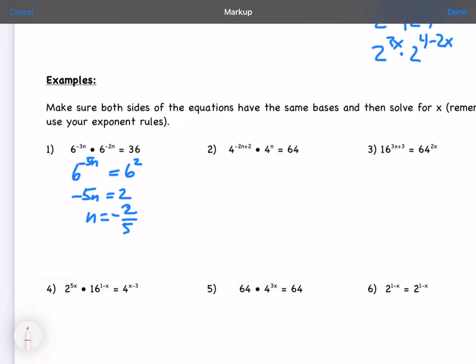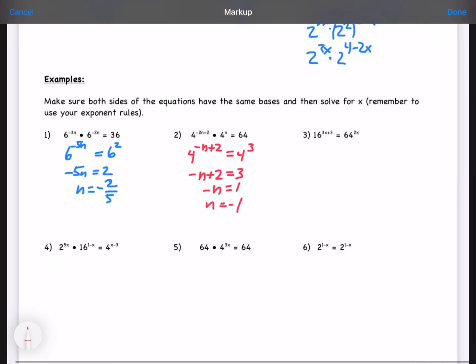Next one, on the left-hand side, it's easy. We add. So negative 2n plus n becomes negative n plus 2. And this is 4 to the third power. So we can drop our bases, and we set them equal to each other. And then we just work through it. So we end up with n equal to negative 1.